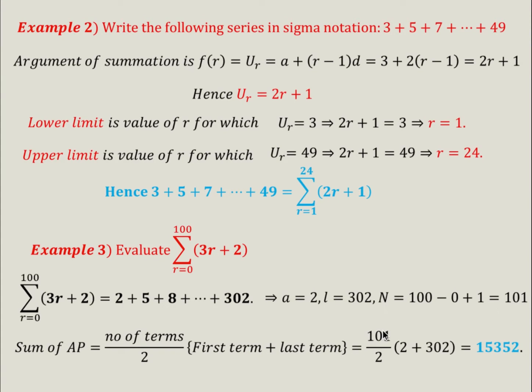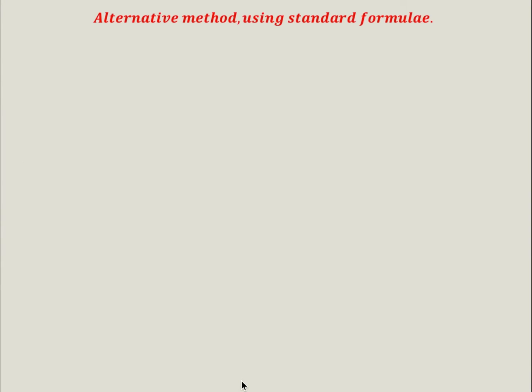So the number of terms in the series being 101, we divide by 2 into the first term, which is 2, plus the last term, which is 302, giving 15,352 as the value of that series. Now, in the alternative method, we can use the standard formula as I already specified.